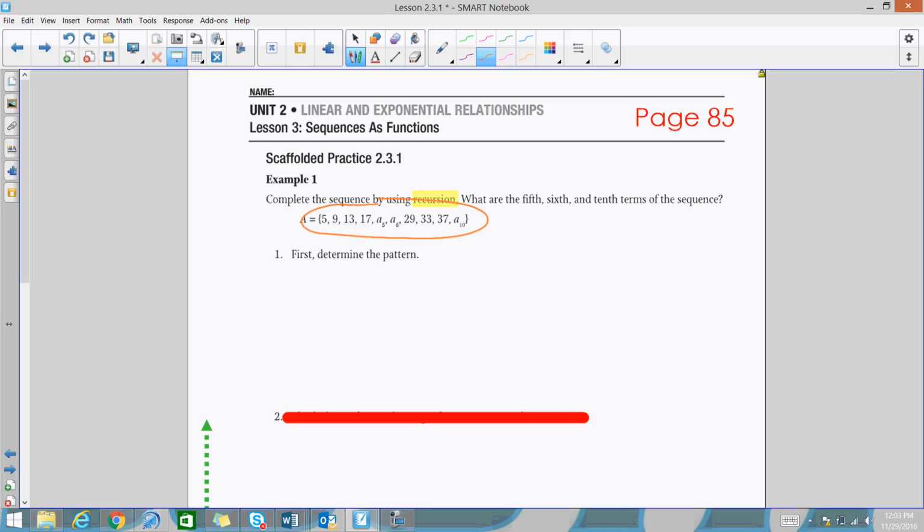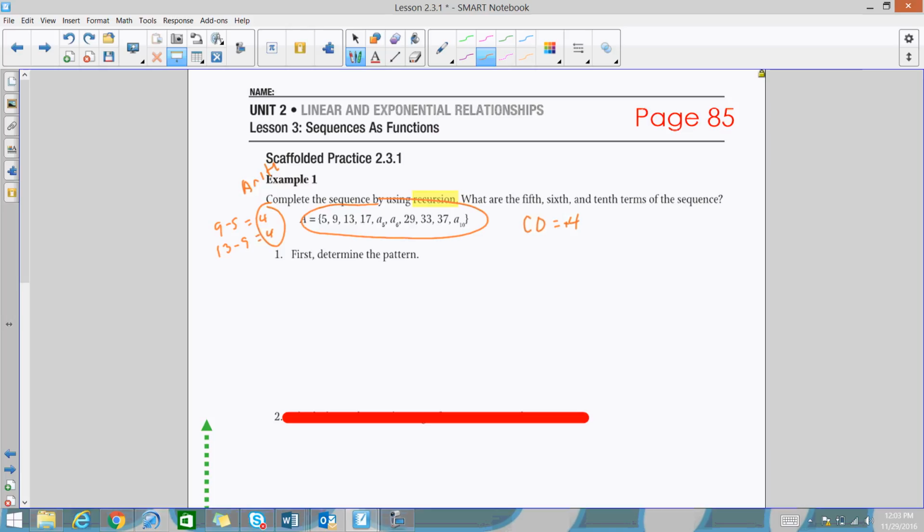So if you look, 5, 9, 13, 17, those numbers are all small, so it's probably doubtful that it's going to be geometric. It's probably going to be arithmetic, but I check it nonetheless. So 9 minus 5 is 4. And then 13 minus 9 is 4. So this is definitely arithmetic. And your difference is 4. So a common difference is adding 4. So first determine the pattern. I did. Common difference of 4 is arithmetic.